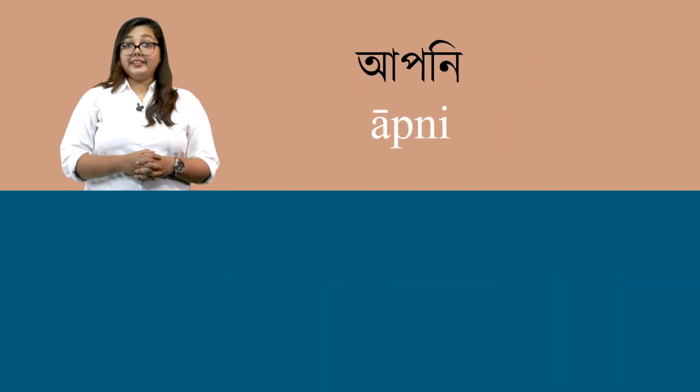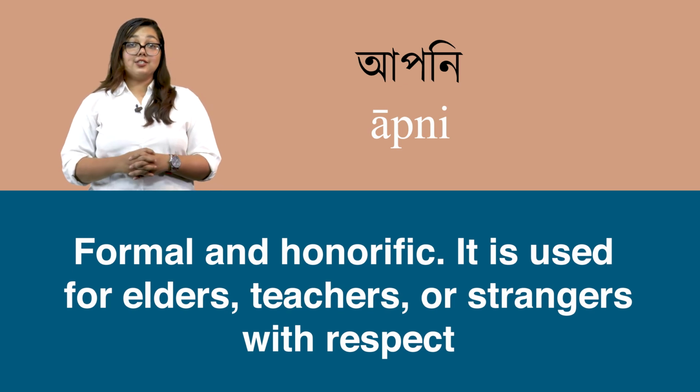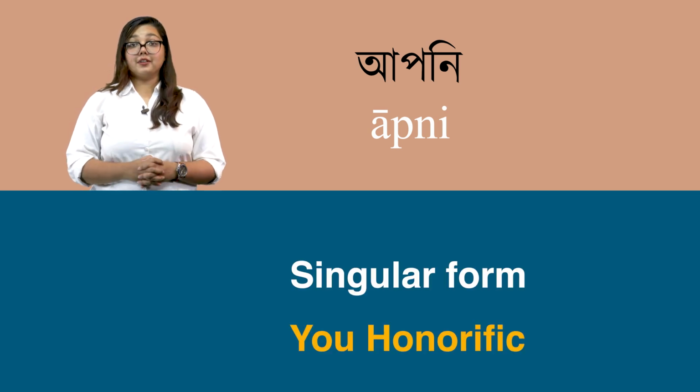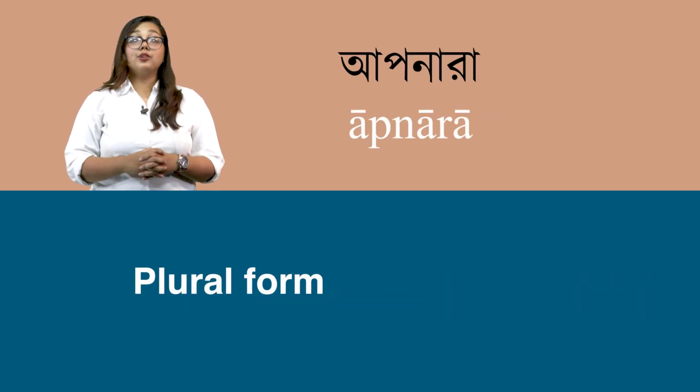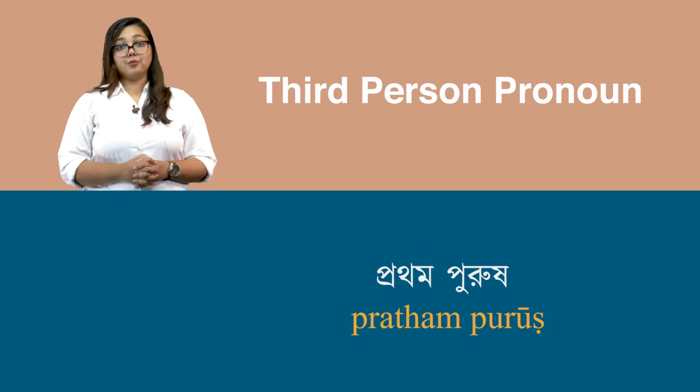For example, Tomra chhatro. Apni is formal and honorific. It is used for elders, teachers, or strangers with respect. Apni is the singular form. It means you honorific. Example, Apni chhatro. Apnara is the plural form of Apni. For example, Apnara chhatro. The third person pronoun is called Pratham Purush in Bangla. It refers to someone who is neither a speaker nor a listener.